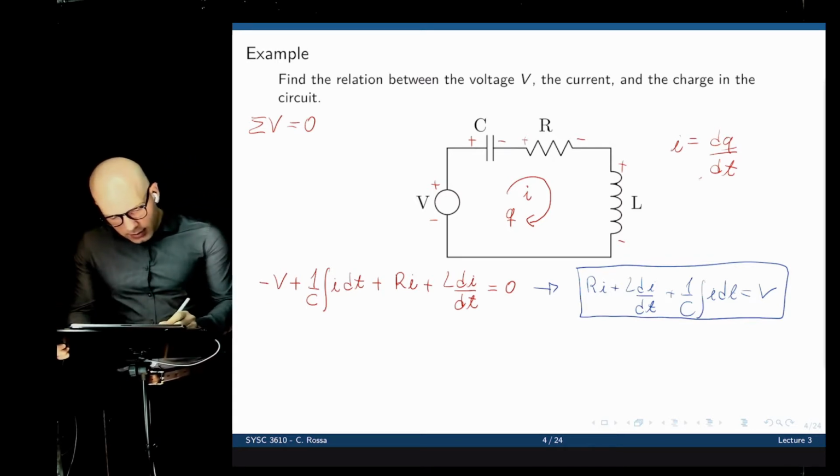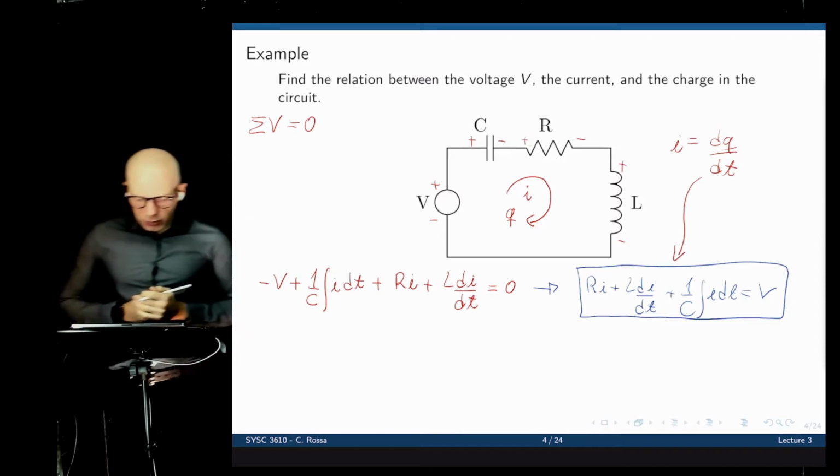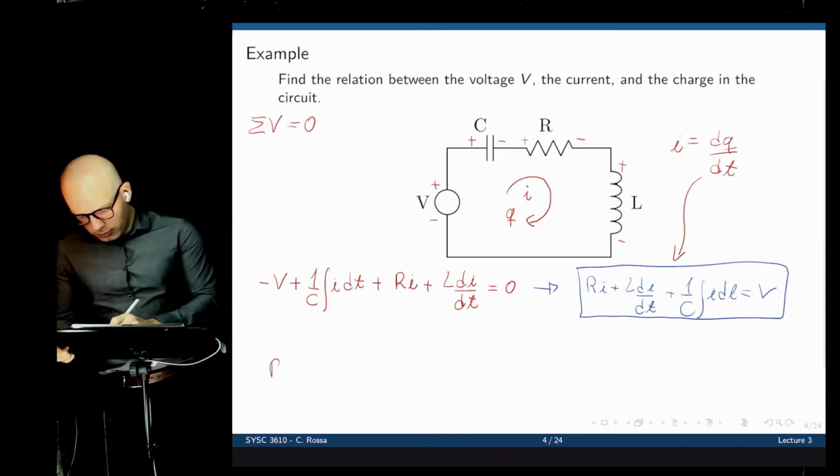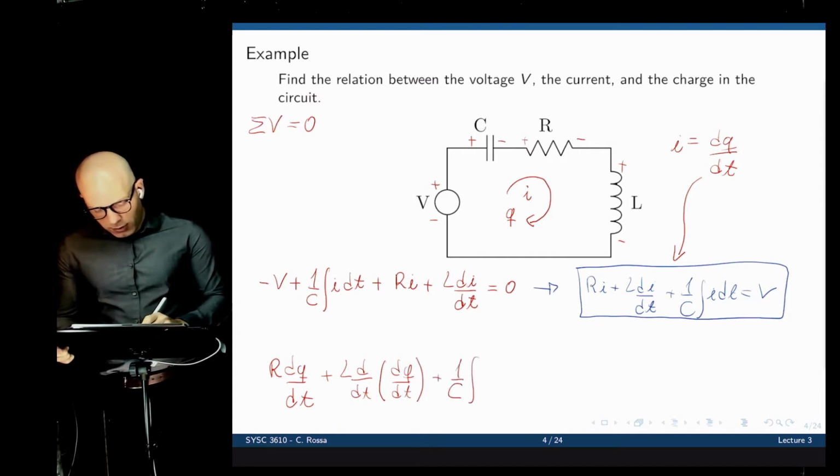Okay, now we can take this expression and replace I with dq dt. So what do we get? We get R dq dt plus L d dt of dq dt plus 1 over C integral of dq dt equals V.